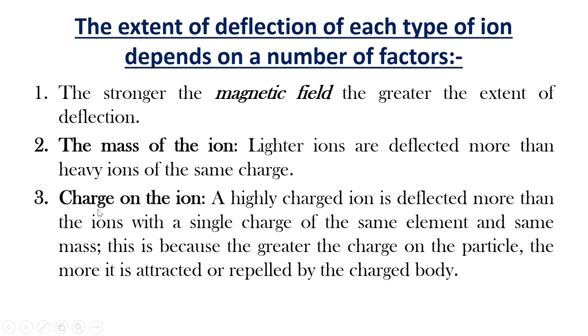Then the last one is the charge on the ion. We can have ions which are maybe positive 2, another one is positive 1. Now we are saying that a highly charged ion is diffracted more than the ions with single charge of the same element and same mass. They have the same mass, but the difference is the charge. Now, why is it that the highly charged ion is diffracted more than the one with a single charge? The reason is that the greater the charge on the particle, the more it is attracted or repelled by the charged body. So when the charge is higher, the attraction is also greater.